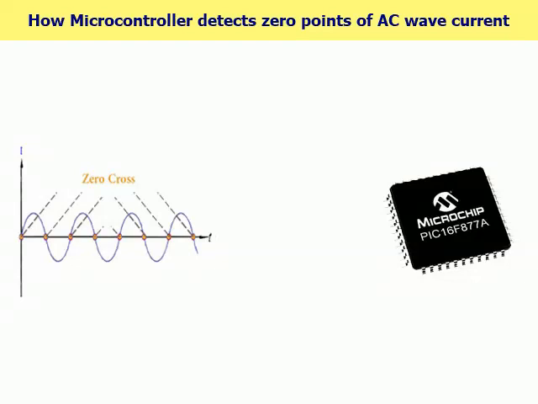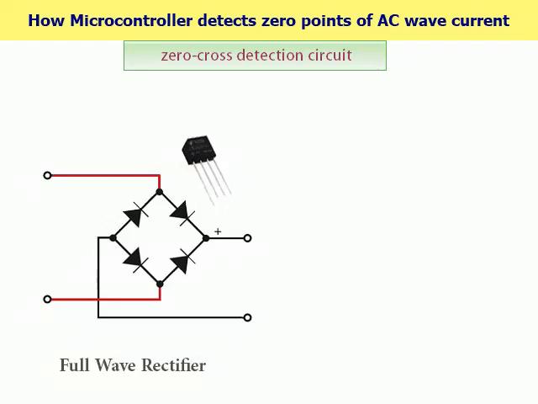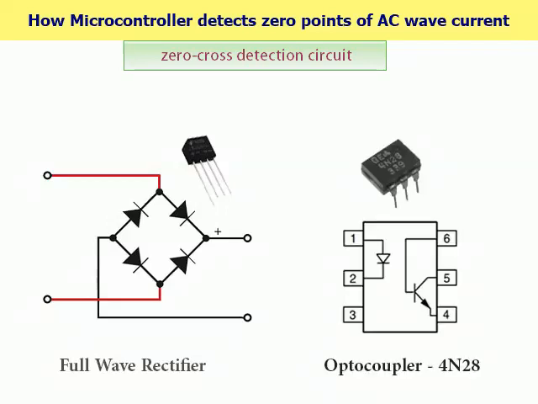In this topic, we will see how the microcontroller can detect 0 points of the AC current wave. The microcontroller is an electronic digital device, whose operating voltage is 5 volts DC, so it cannot be connected directly to the 220 volts AC power lines. For the microcontroller to detect zero crossing points, we must first detect these points somehow, then convert them into digital pulses that the microcontroller can understand. For the first step, we will use a simple and effective zero-cross detection circuit, consisting of only two components, a full-wave rectifier, and an optocoupler with a phototransistor-based output.